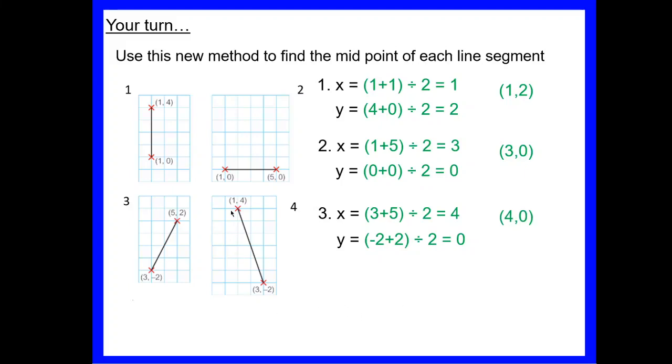And the last one, we've got 1 plus 3 is 4, divided by 2 is 2. And we get 4 plus minus 2. So plus minus is the same as minus. So 4 take away 2 is 2. And half of 2 is 1. So our coordinates are 2, 1.